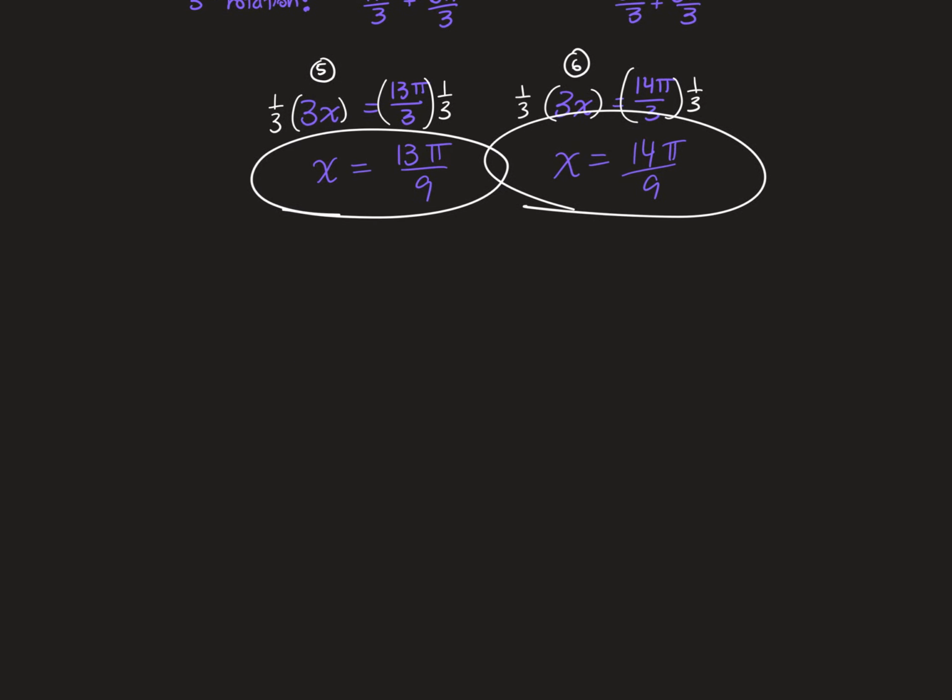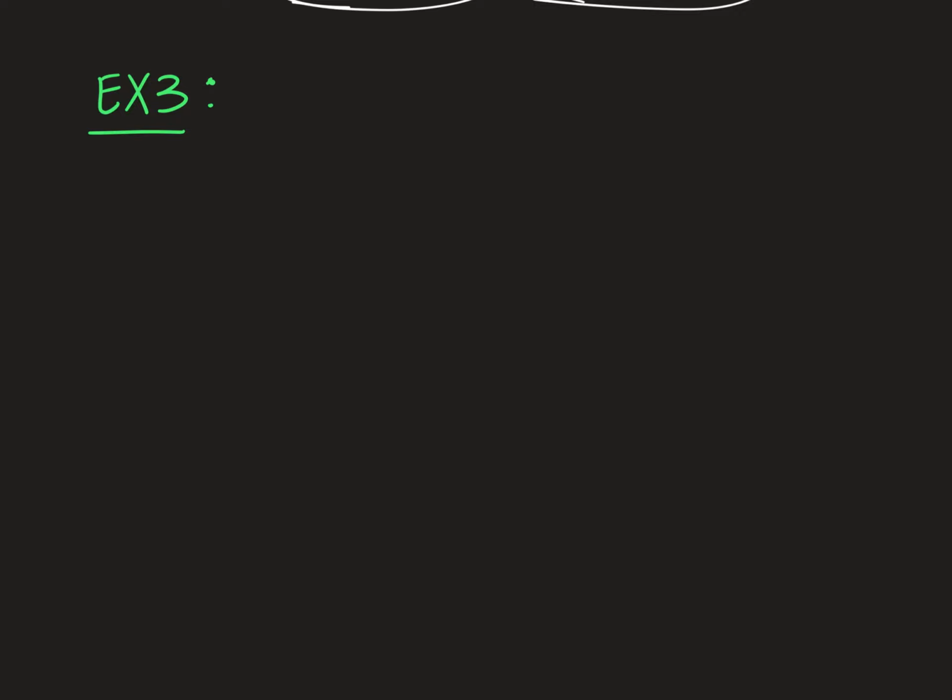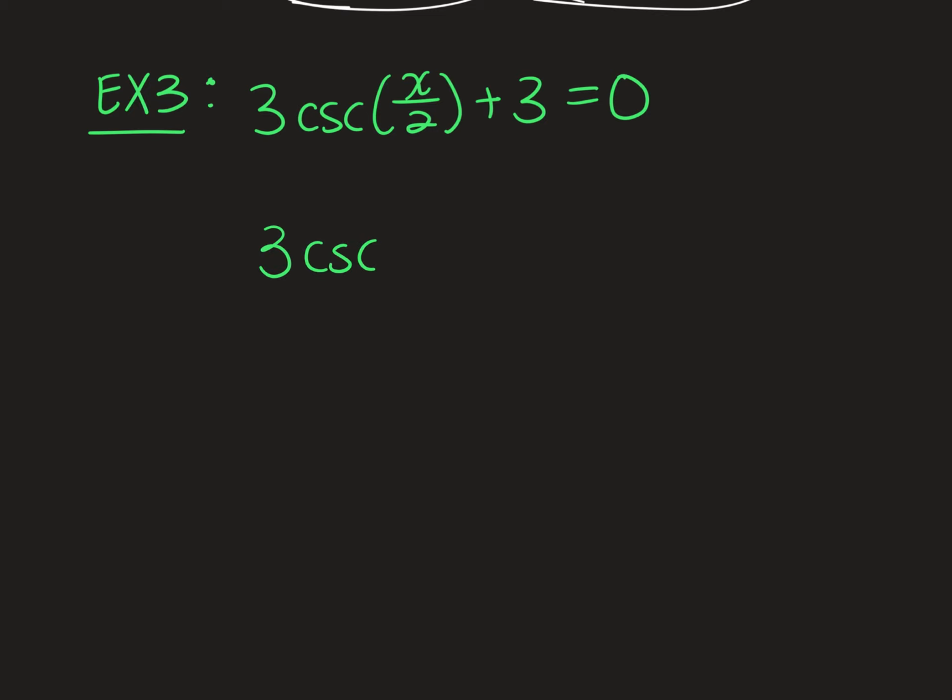Okay, I want to try one more. And this time I want to do one where we don't even do a full rotation. So this one's going to be real quick. Let's do 3 cosecant of x over 2 plus 3 equals 0. Now, I know people get a little weird about writing something like this, that maybe x over 2 doesn't make a lot of sense to you. It really just means the same thing as this. I'm going to rewrite it in a way that maybe makes a little more sense: 3 times the cosecant of 1/2 x plus 3 equals 0.